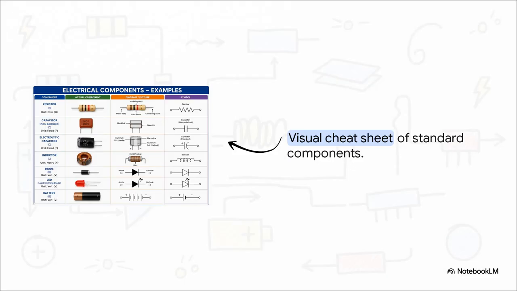Think of this as your ultimate visual cheat sheet. We are basically bridging the gap between the messy real world and the abstract language of engineering. For every standard component out there, there's the physical part you hold in your hand, a cutaway diagram of its internal structure, and the standard symbol you'll draw or read on a schematic. It's kind of like the Rosetta Stone for electrical engineering.